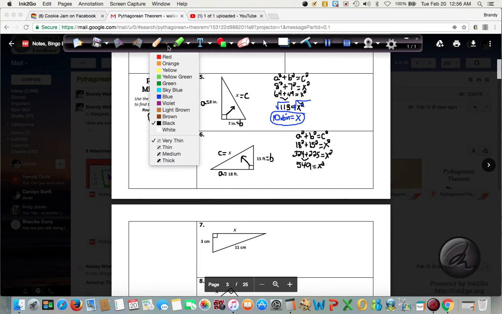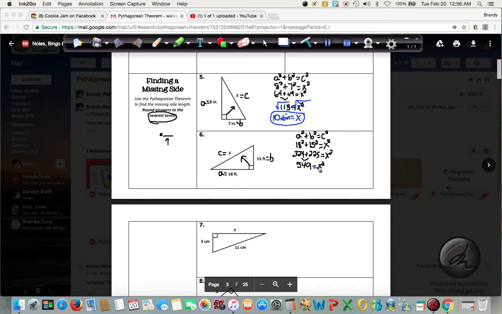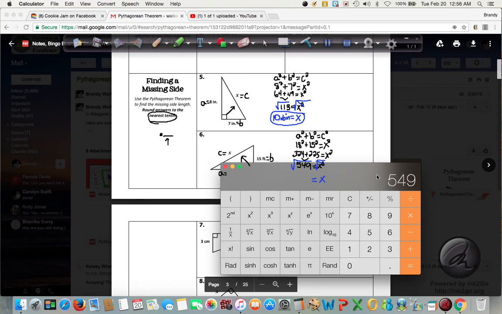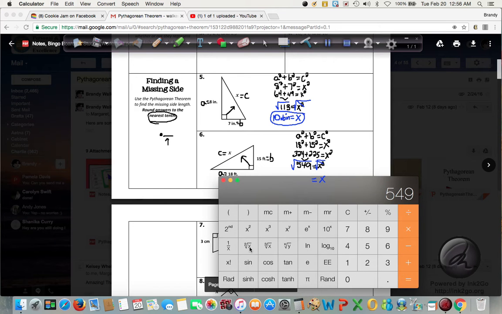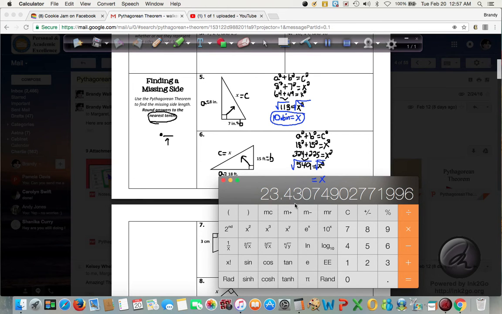Now we can take the opposite, right? To get rid of the square, we find the square root. That leaves us with x. And we can do the square root on this side. And to be honest, I don't know what that is. So we had 549. We'll find the square root, 23.43. Now again, we're going to round to the nearest tenth. So I look at my 4. The 3 doesn't do anything to it, so it stays 23.4.